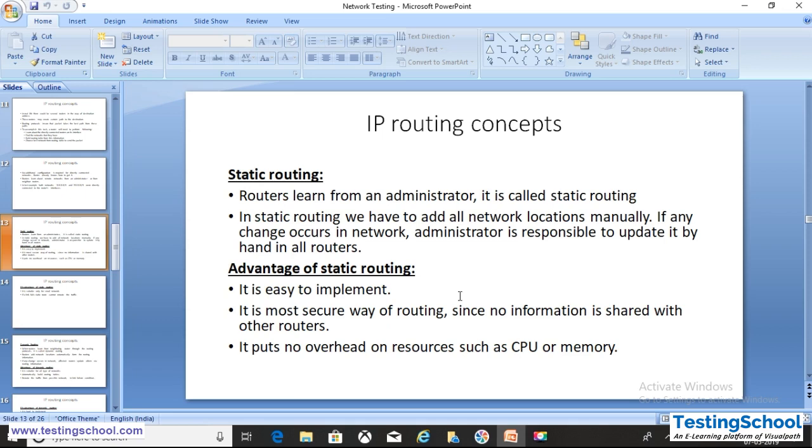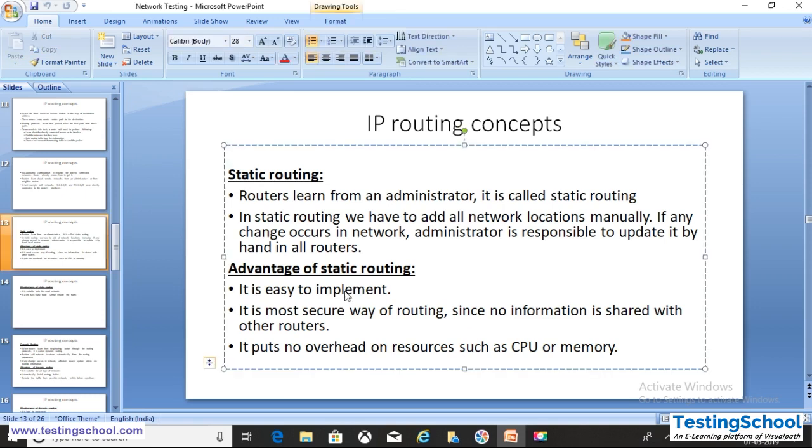So in static routing, we have to add all network locations manually. So everything is done manually. It is like, suppose from one interface we can reach one particular network, that we have to feed manually. So all the things we have to feed manually. And if any change occurs, suppose from one interface one network was reachable, now it is not reachable, the administrator has to now update it accordingly in all the routers.